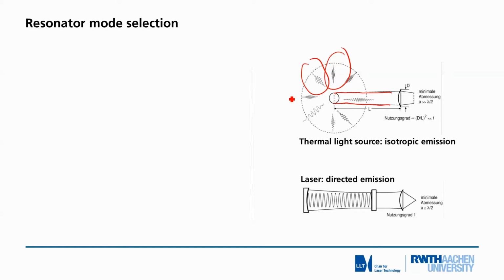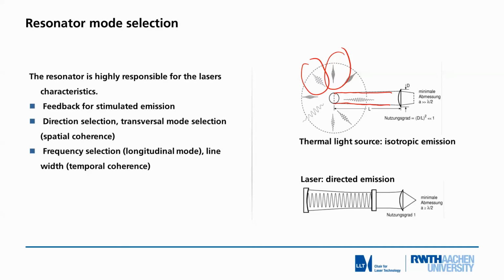However, if we look at a laser, we observe not an isotropic emission, but a directed emission due to the fact that we have a feedback coupling of the radiation into the active medium, resulting in a laser beam. So the resonator basically does three things. Number one, it provides feedback for stimulated emission. So it allows the laser process to start from a principal point of view.